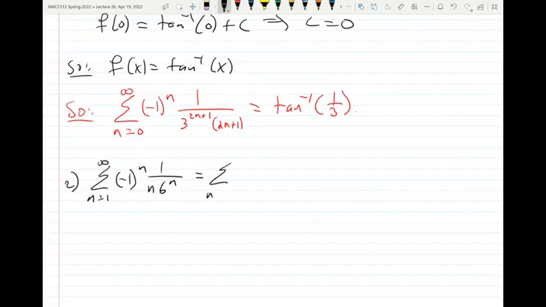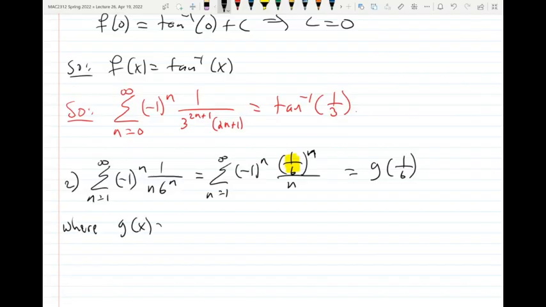Good. So we can rewrite this as a sum from 1 to infinity of (-1)^n times (1 over 6)^n over n. Yes? So now it should be clear that if I replace this 1 over 6 by an x, I will get a power series. And if I evaluate that power series at 1 over 6, I get the value that we're looking for, right? So we can say that this is equal to f of 1 over 6. Let me use g because I already used f above. This will be g of 1 over 6, where by g of x, I mean this power series.